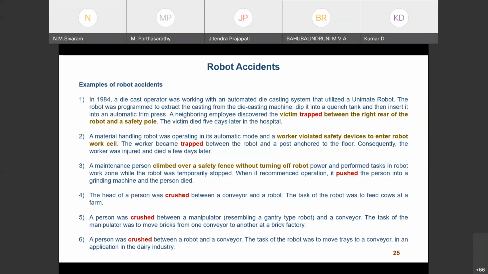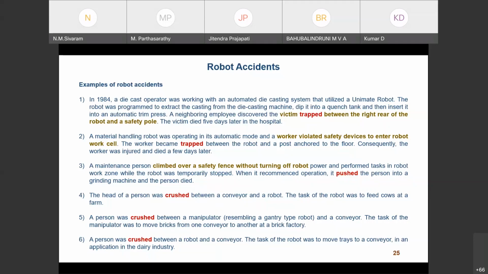The head of a person was crushed between a conveyor and a robot, and the robot was used to feed cows at a farm. So you should be very careful with conveyor belts. A conveyor belt is a very dangerous point, and accompanied with a robot, the person's head was crushed. Again, a person was crushed between a manipulator and a conveyor. Again, a robot and a conveyor, and the robot was moving bricks from one conveyor to another at a brick factory. The person was again crushed between a conveyor and a robot.